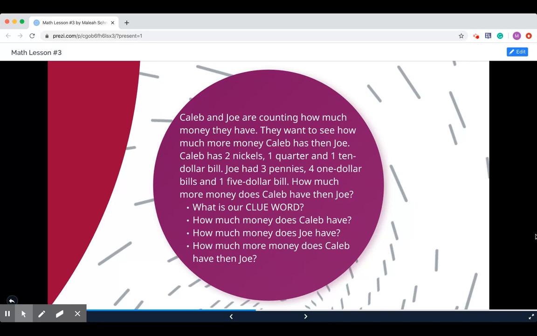So now we have to find out how much more money Caleb has than Joe. So we're going to take Caleb's total of $10.35 and minus Joe's total of $9.03. So $10.35 minus $9.03 equals $1.32. So Caleb has $1.32 more than Joe.